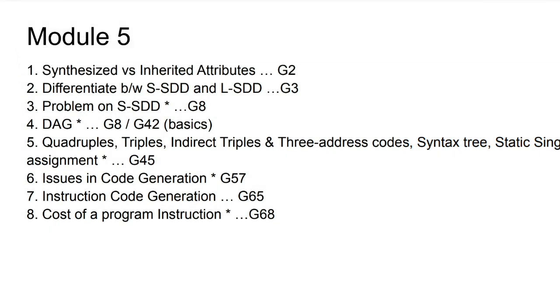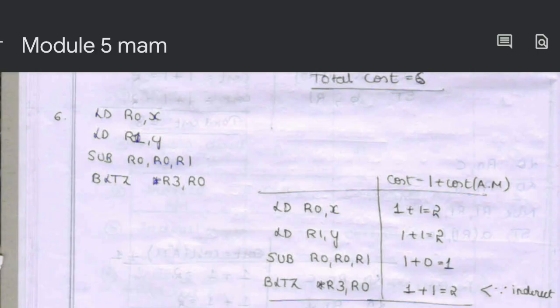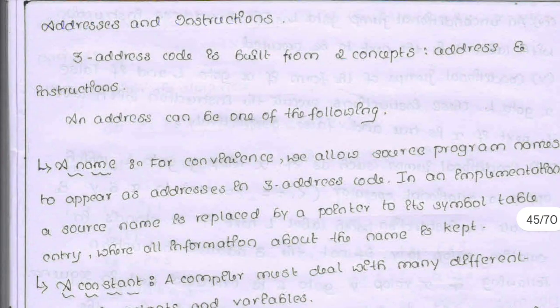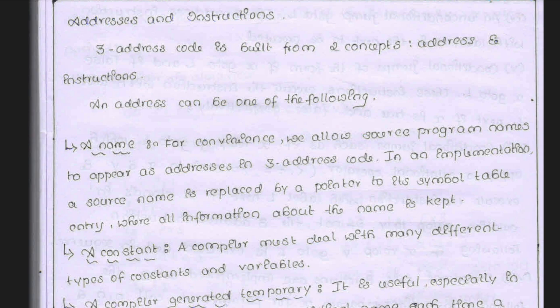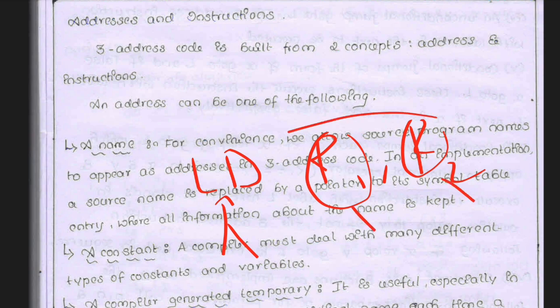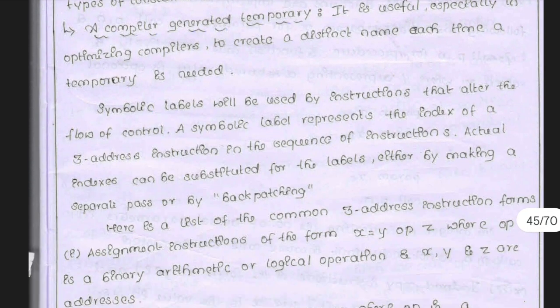And if we come to the main part, here we have the quadruples, triples, indirect triples. Here one question is there that should be sufficient for you, so you can easily understand it. It is present on page number 45. Actually from 45 it is starting. From this you also have to write the theory part. 3-address code is built on the concept of addresses, and three things will be used. For example, here we will have an operation to be performed. Here we will have the operator and the second operand. Okay, this is the operator and the operand. So this is known as 3-address code. So here some theoretical concepts are given.